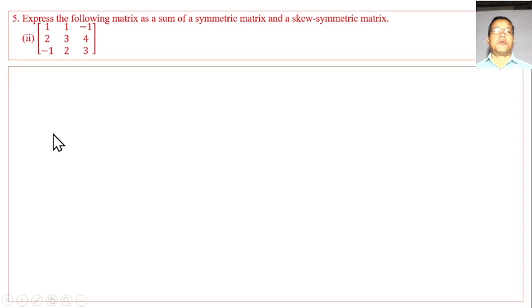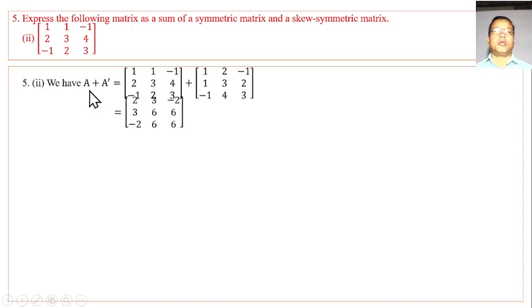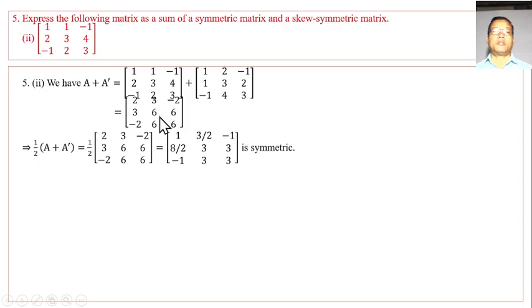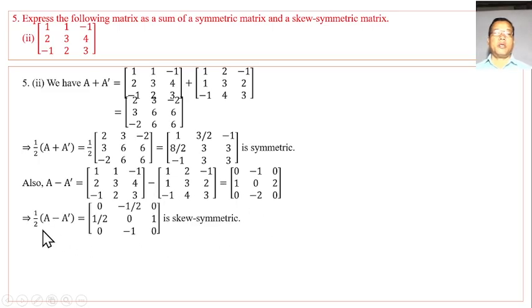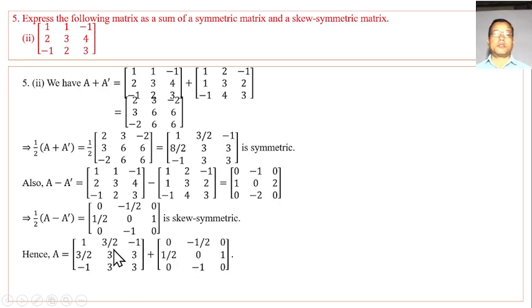Similarly, 3 by 3, same process. For the given matrix A, we take A plus A transpose. Then we see the symmetric matrix with 3, minus 2, 6 on the diagonal, and we take half of it. Then A minus A transpose: half of both sides gives the skew symmetric matrix, where the diagonal elements are 0 and the opposite elements are negatives, for example 0 and minus 1. Therefore, the given matrix is the sum of a symmetric matrix and a skew symmetric matrix.